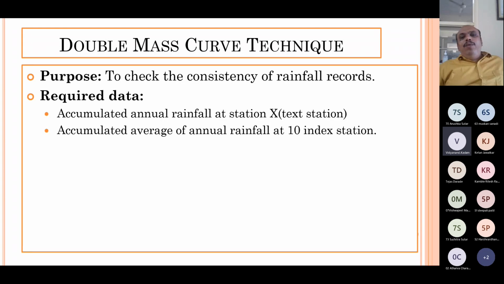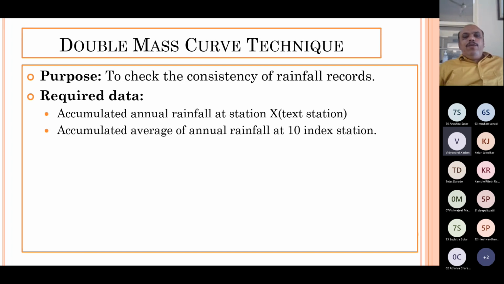One more reason is a shift in atmospheric parameters. We know that due to globalization the temperature is increasing, and due to that there is a change in the rainfall pattern in the area. Due to such reasons, the recorded data has some error. So how do we come to know whether such errors are there or not? For that, there is a technique known as the double mass curve technique.